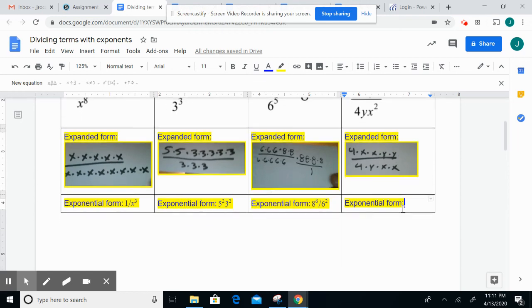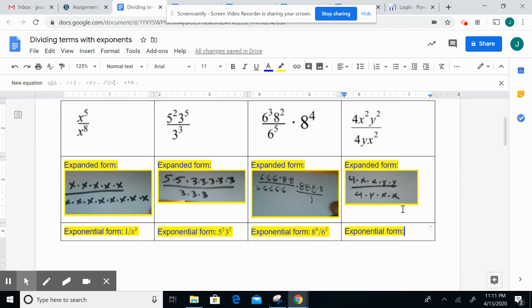Now, how to do this using our rule? 4 divided by 4 is 1. You can rewrite this 4 over 4, x squared over x squared, and y squared over y. Because it's multiplication, you can rearrange it, write it however. 4 divided by 4 is 1, x squared.